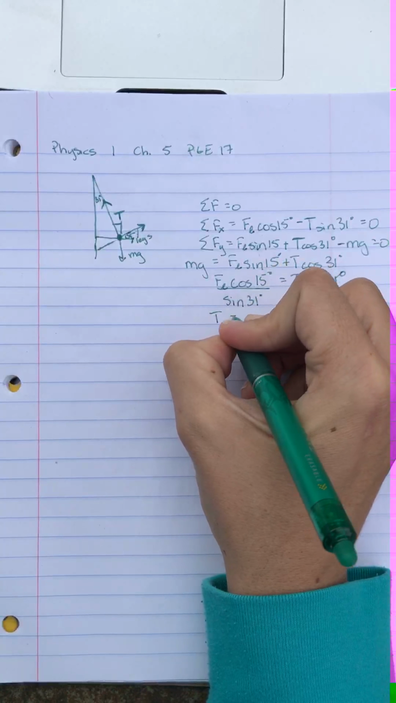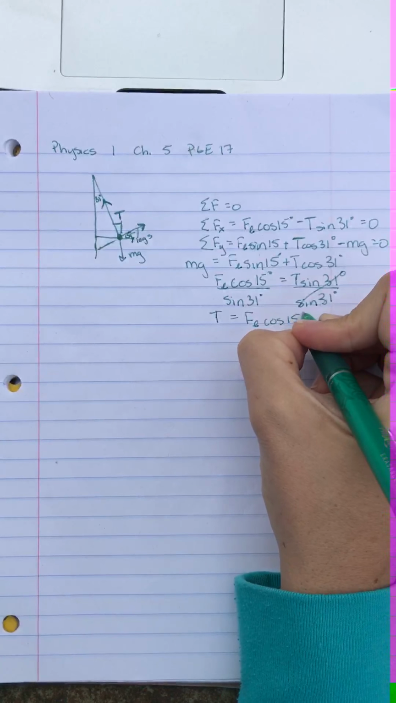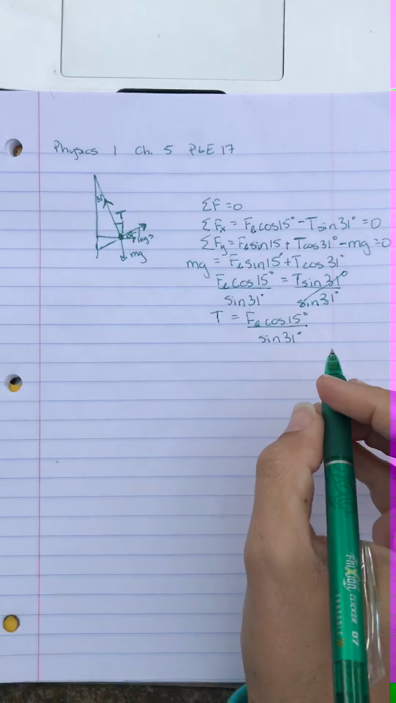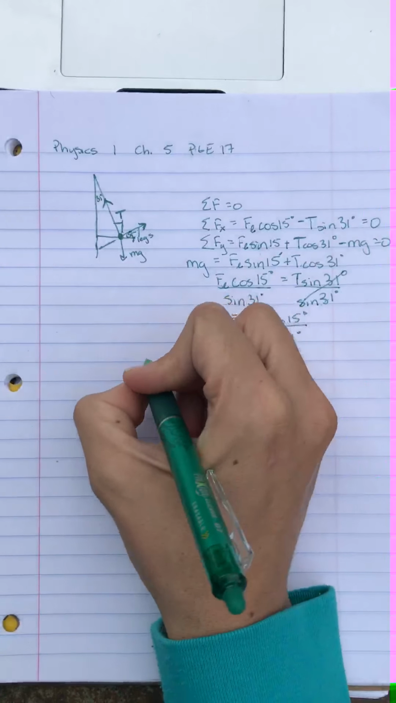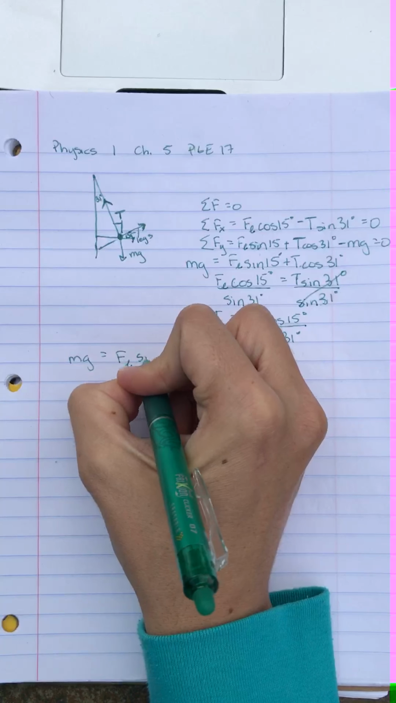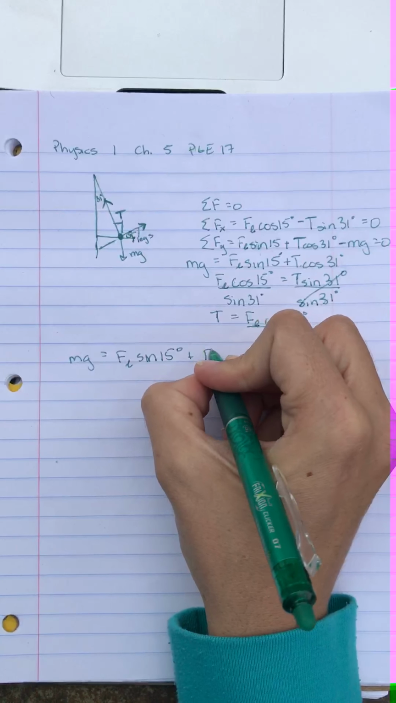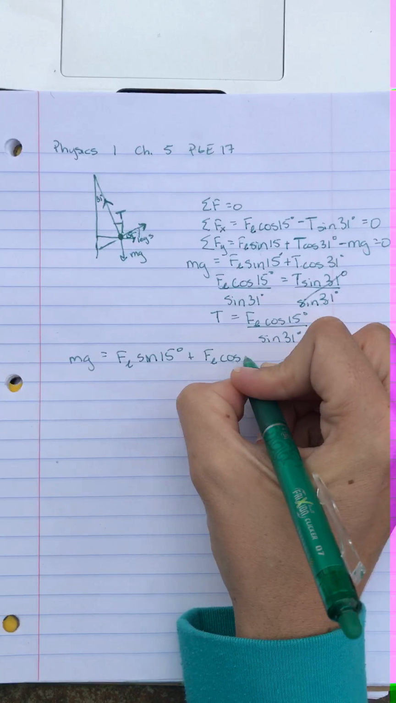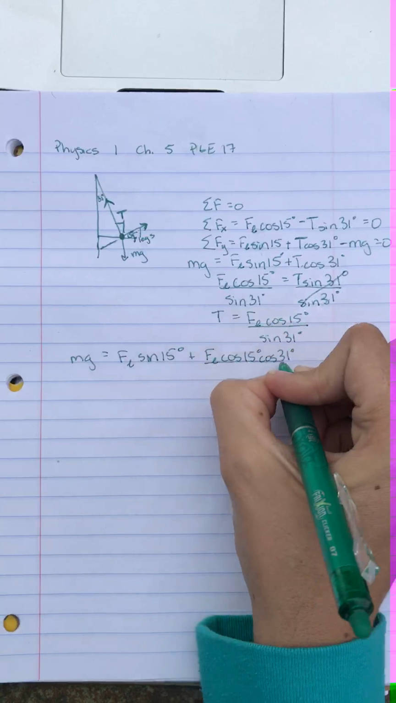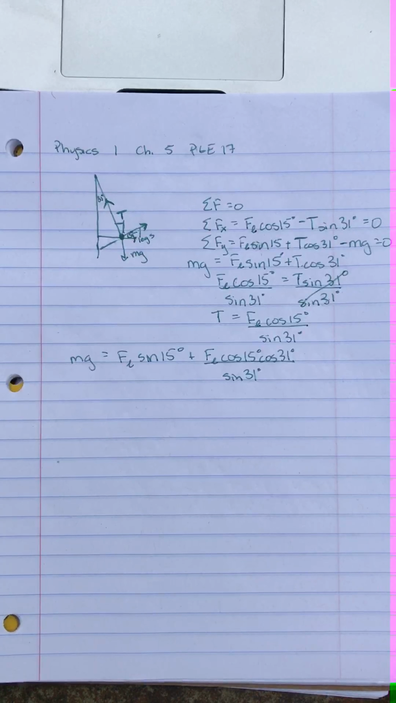So I get that tension equals the force on the legs times cosine of 15 degrees divided by sine of 31 degrees. So now I can plug that in here, and I can get that mg equals the force on the legs times sine of 15 degrees plus the force on the legs cosine of 15 degrees times cosine of 31 degrees divided by sine of 31 degrees. Okay.